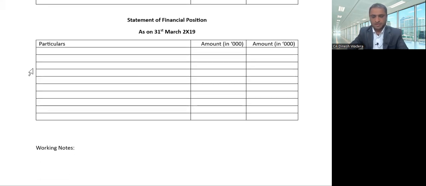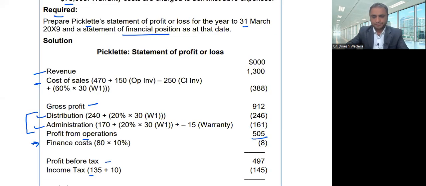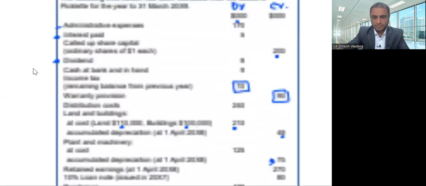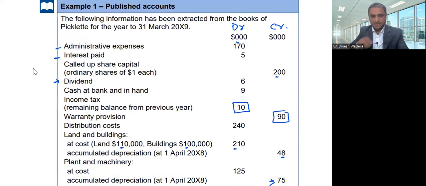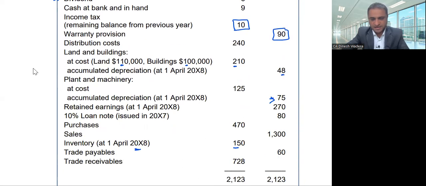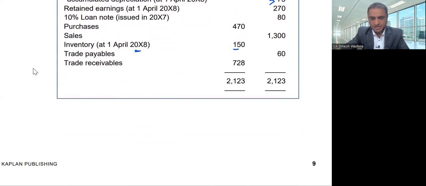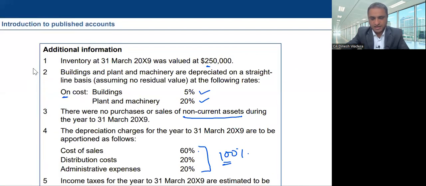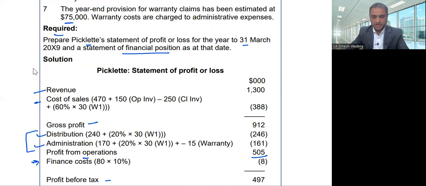So now one by one, let's come back to the question. Start from the beginning. So they are saying that we have administrative expenses, we have already paid the interest, we have called up share capital, we have dividend, we have cash at bank and hand, income tax, warranty provision, distribution cost, land and building, depreciation is already given, plant and machinery, retained earnings, 10% loan note, and other relevant information.